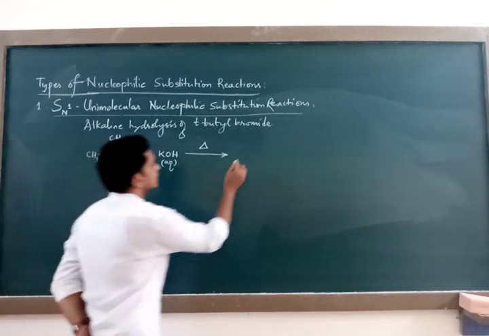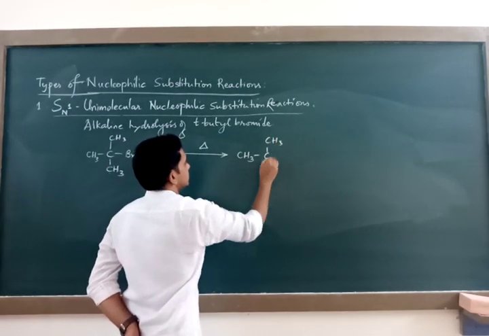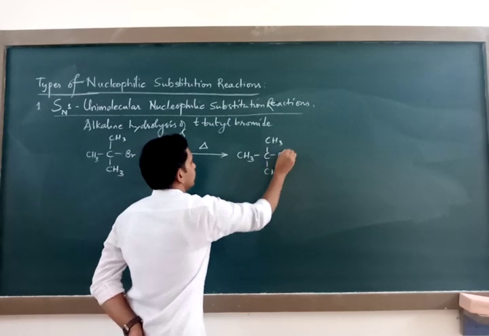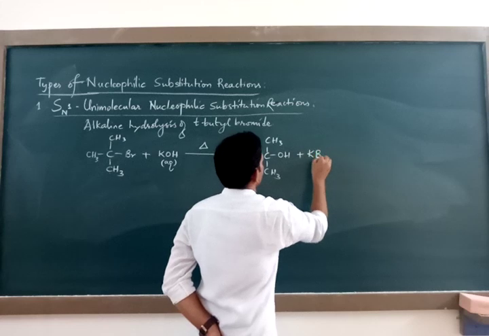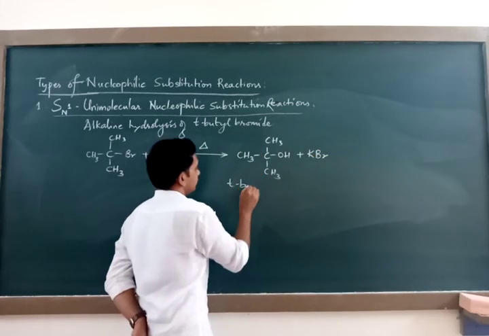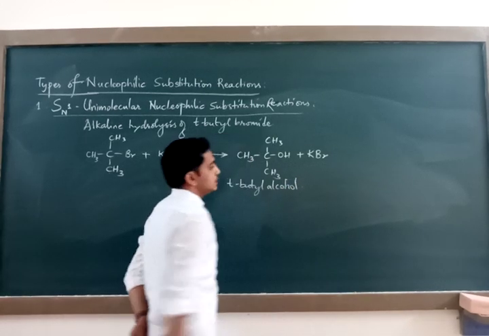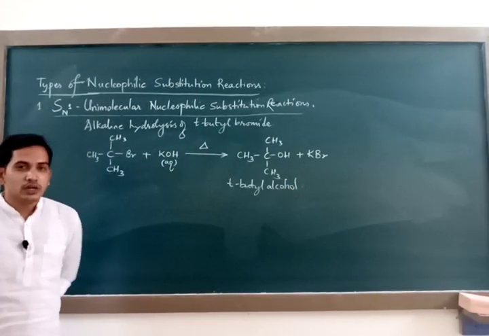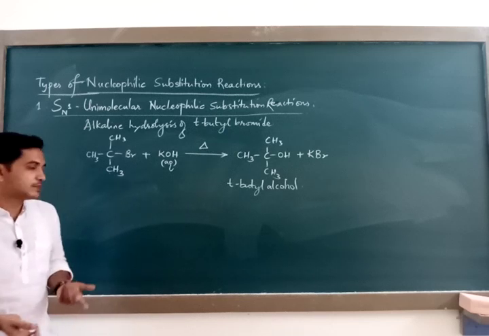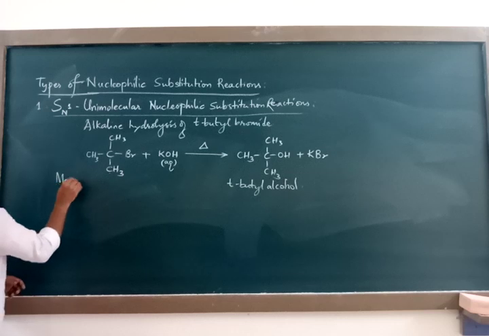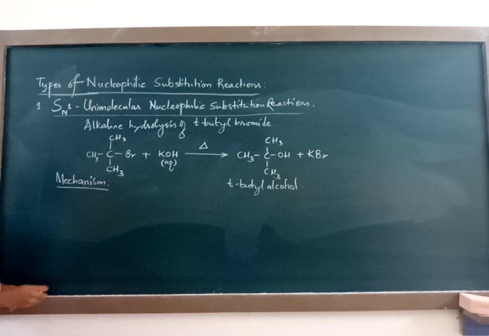So if this reaction takes place, the product is CH3, CH3, CH3, OH. Nucleophile gets substituted to give tertiary butyl alcohol. This is an example of unimolecular nucleophilic substitution reaction. Now exactly how this reaction takes place, we shall study its mechanism. In the mechanism, the reaction takes place in two steps.